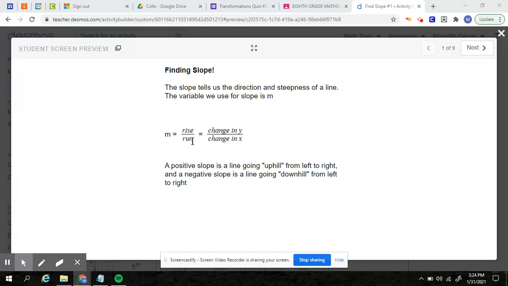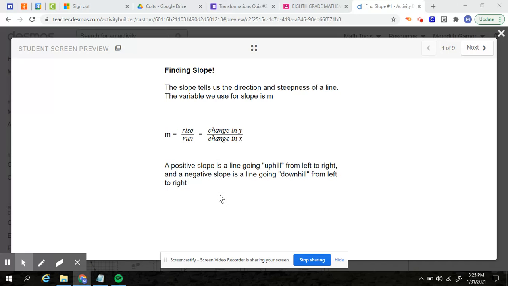What you need to remember is the easy way to remember: rise over run. So the rise, think of that as vertical, right? How much is it going up or down? And run is going to be sideways. How much are you going side to side? So this is the same thing as saying change in y over change in x.